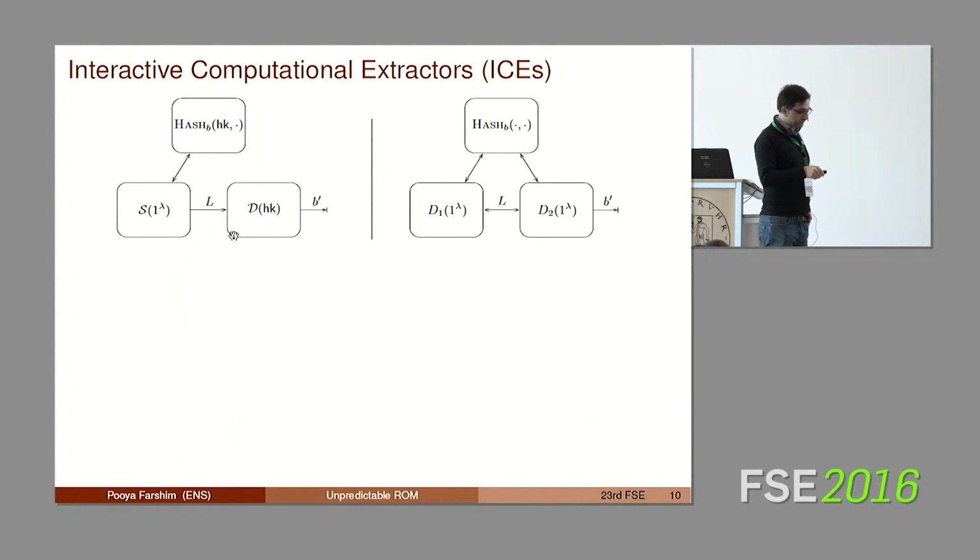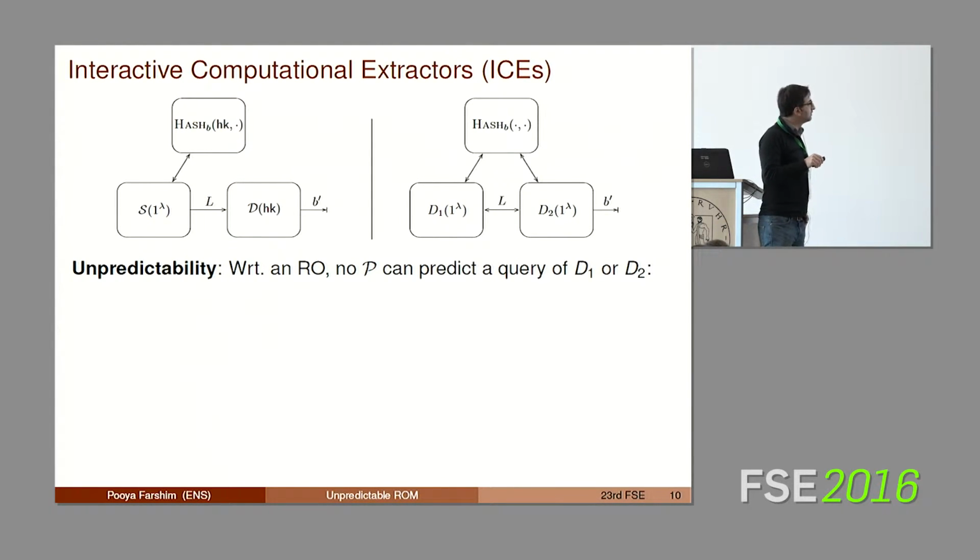So a little bit more formally, we define unpredictability where we run this game with respect to a random oracle. That is to have a definition of unpredictability which is independent of the choice of the hash function. And then we say that no predictor P should be able to predict a query of D1 or D2.